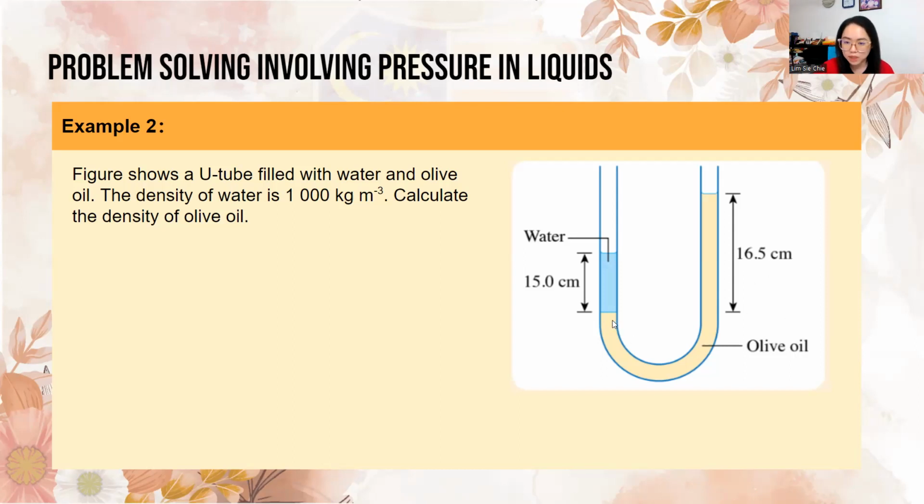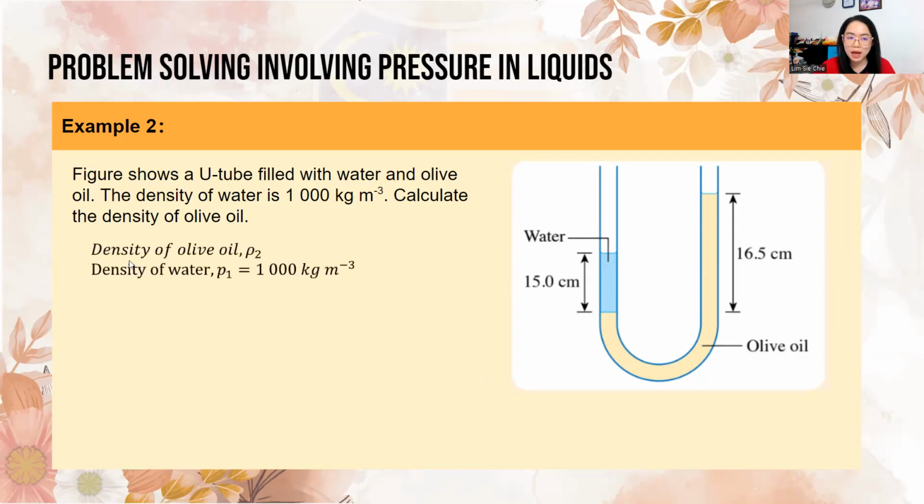Like I said, if you look at this point, see my cursor, and this point, both of the points experience the same pressure. Now in this question, I do not need to include atmospheric pressure. I just need to take into consideration the pressure in the liquid. So I need to calculate the density of the olive oil. I have my height h here, and then I have the height h for the olive oil.